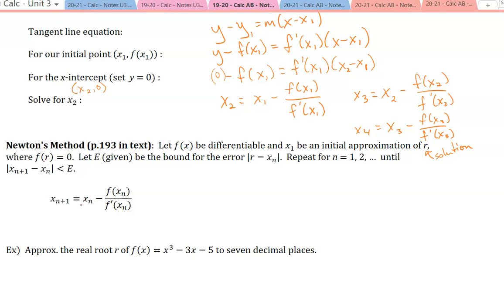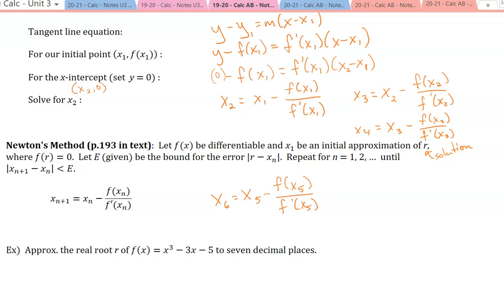So if I said that I wanted you to write an expression using Newton's method that would find the 6th x-intercept, you would say x sub 6 equals x sub 5, because that's the n+1, minus f of x sub 5 over f prime of x sub 5.